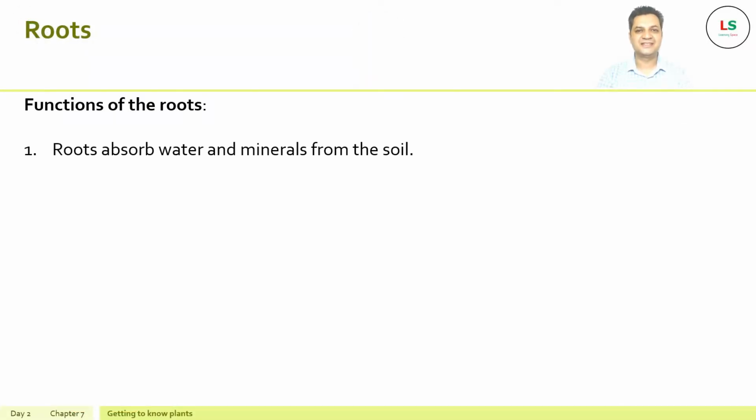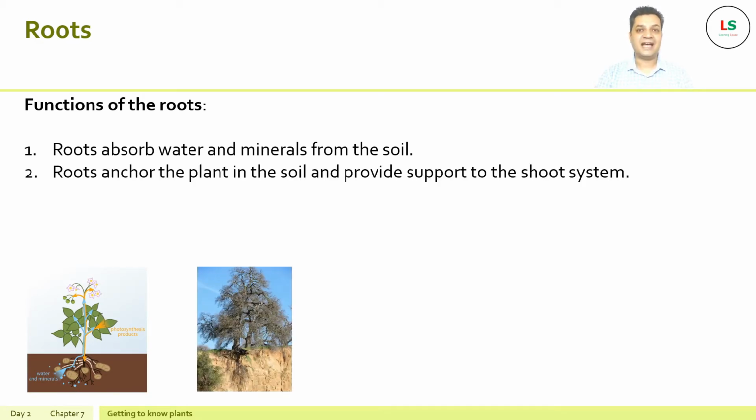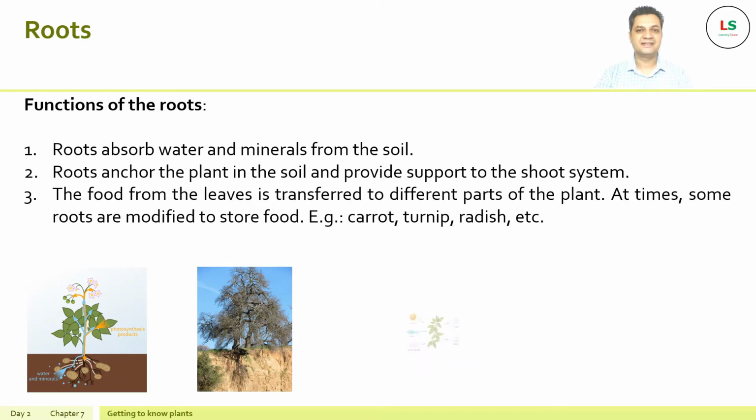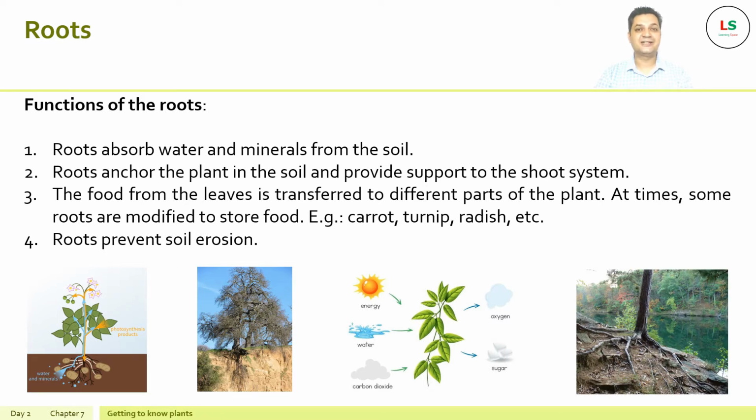Functions of the roots. Roots absorb water and minerals from the soil. Roots anchor the plants in the soil and provide support to the shoot system. The food from the leaves is transferred to the different parts of the plant. At times, some roots are modified to store food. Example, carrot, turnip, radish, etc. Roots prevent soil erosion.